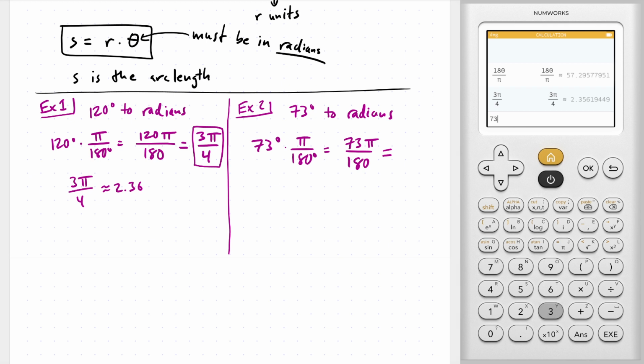We'll plug this in the calculator, 73 pi divided by 180. And that gives us 1.27. So again, this is not an exact value. This is a decimal approximation. Probably should have put radians, but no space for the first one. Anyway, that's the number of radians, and that right there is our answer.